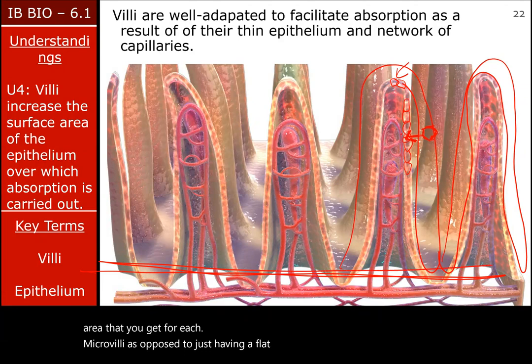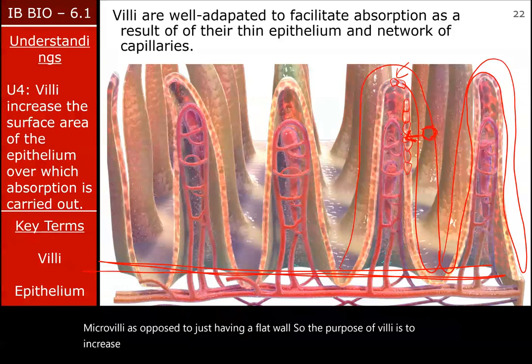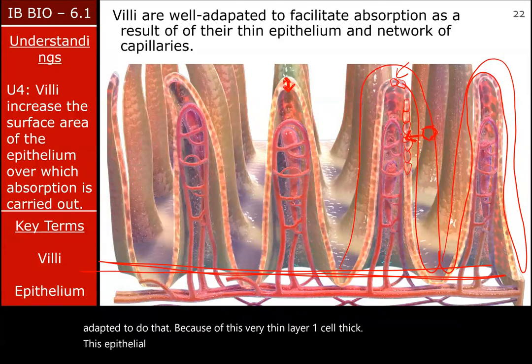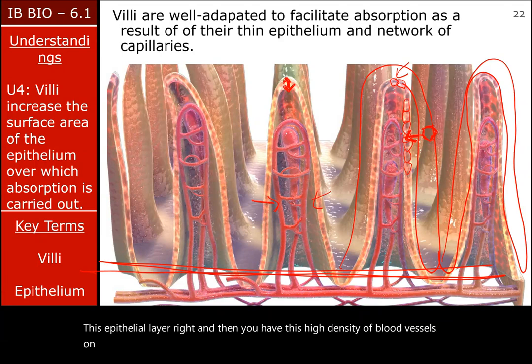So the purpose of villi is to increase surface area so you get more digestion. And these villi are specifically adapted to do that because of this very thin layer, one cell thick, this epithelial layer, right? And then you have this high density of blood vessels on the inside that can quickly take these monomers away.